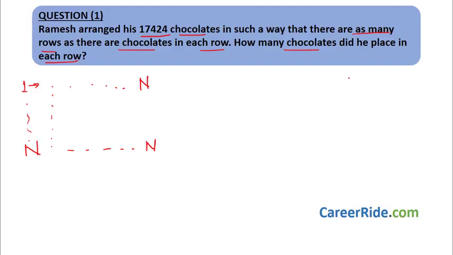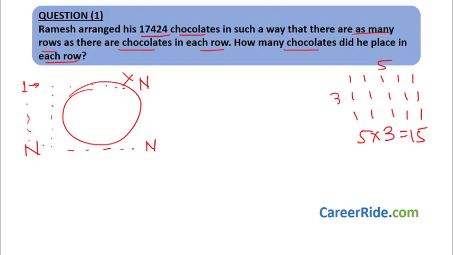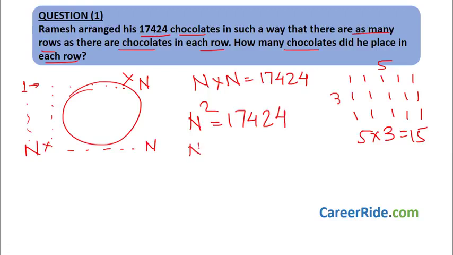Now you know that, say, if there are 5 people standing in one row, and if there are 3 such rows, then how do we calculate the total number of people? This is 5, number of rows are 3, so total number of people would be 5 into 3, 15. Let's count 1, 2, 3, 4, 5, 6, 7, 8, 9, 10, 11, 12, 13, 14, 15. So 5 into 3, same way over here, total number of chocolates would be nothing but n into n, but they have already given total number of chocolates as 17424. So n square is nothing but 17424. So n is nothing but root of 17424, taking square root on both sides.